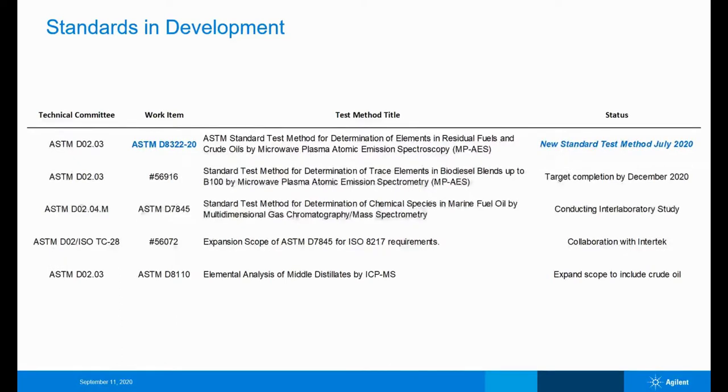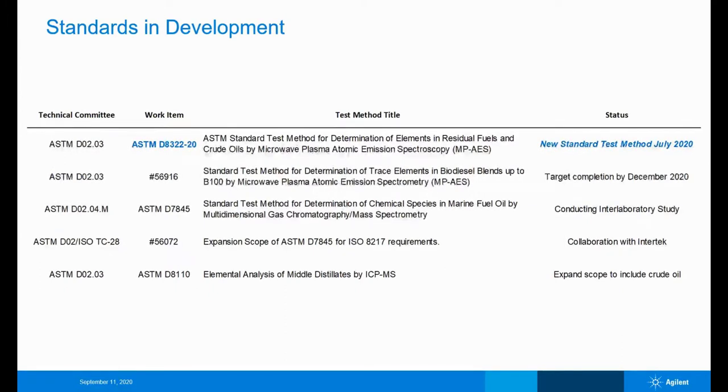The next item is the second standard, which is still in work item status. The work item is 56916. Again, the only difference there is that the test method is for determination of elements in biodiesel blends up to B100. If we work through to resolve the negatives currently on ballot, I hope to complete that by the end of this year in December.